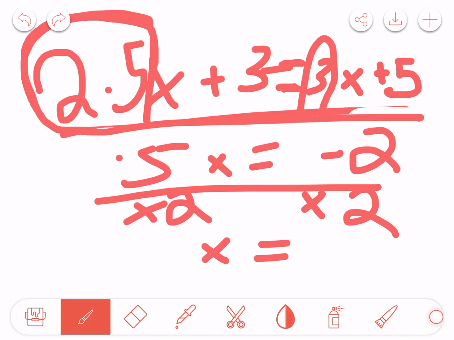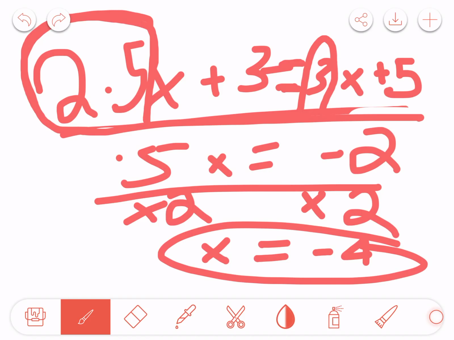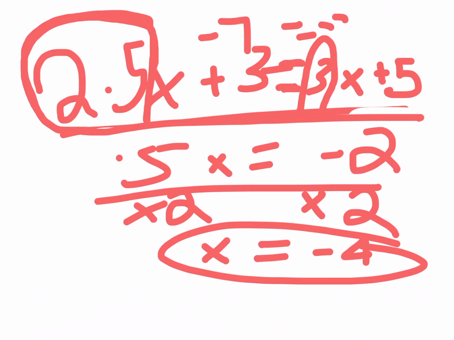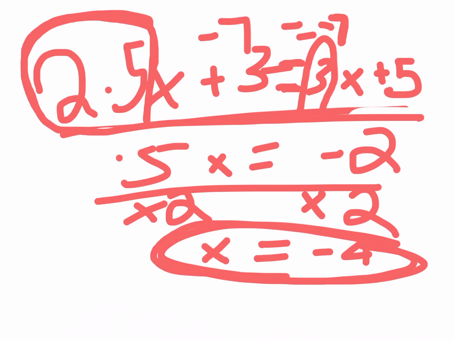x equals -4. And you guys can check your work too. -4 times 2.5 is -10, plus 3 is -7. -7 equals -12 plus 5, which also equals -7. So -4 is the right answer.